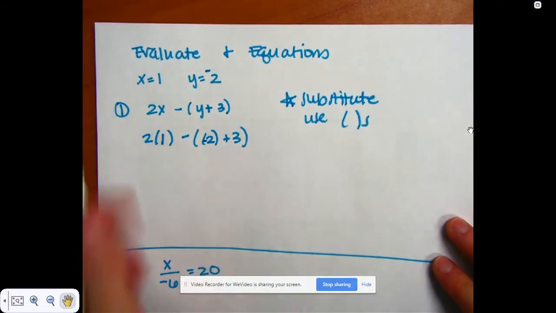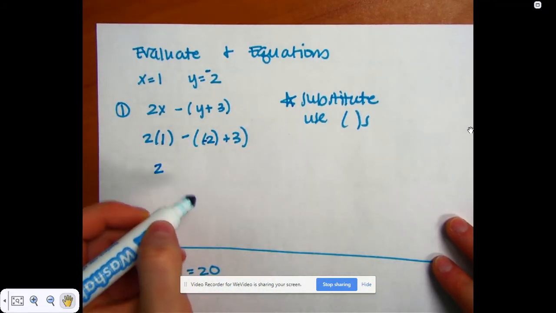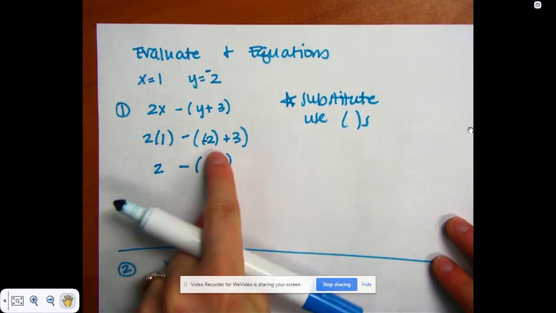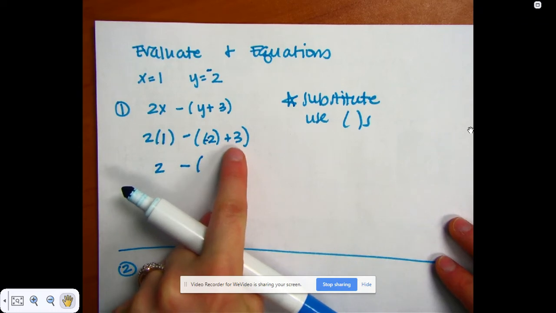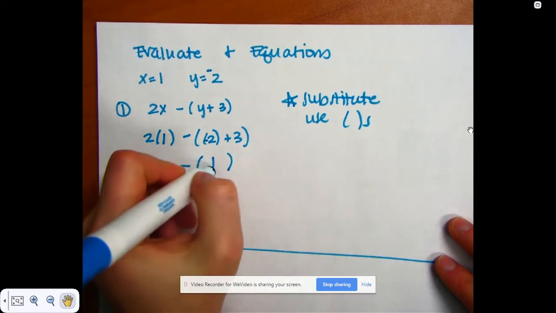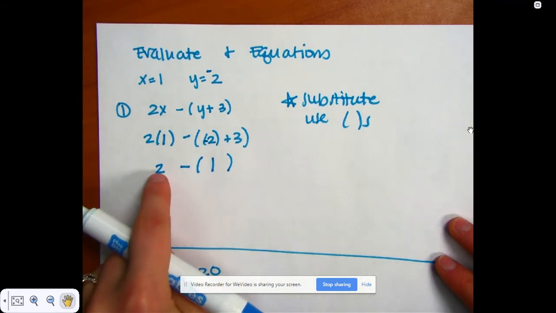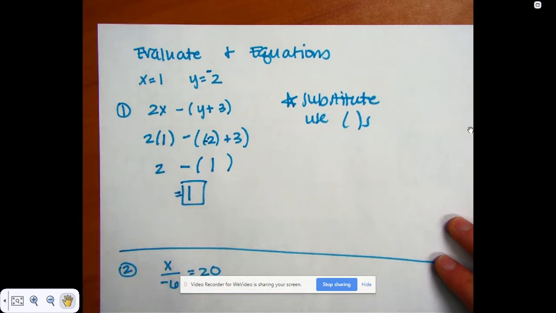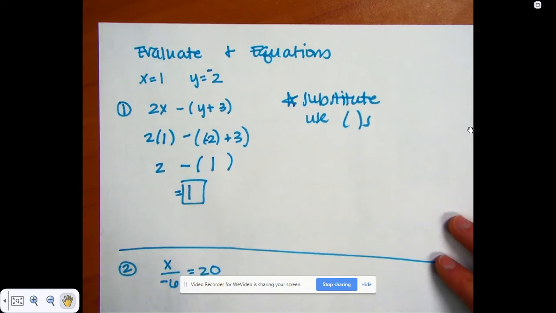2 times 1 is 2. I'm going to put the minus sign and do what's in the parentheses first. So negative 2 plus 3, because 3 is larger, I'm going to take that positive from the 3 and put it on the answer, make it a positive 1. And now I can do 2 minus 1. And that just equals 1, and so that's my final answer. I'm showing all my work. I'm substituting, so I have to use parentheses to help keep my signs all straight.